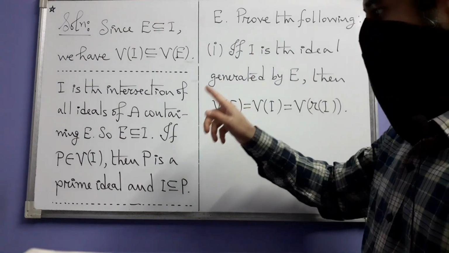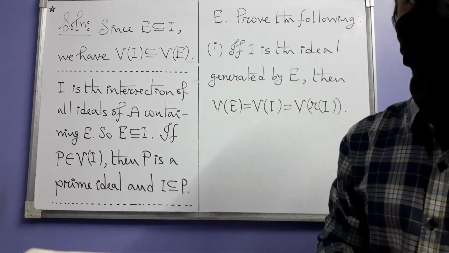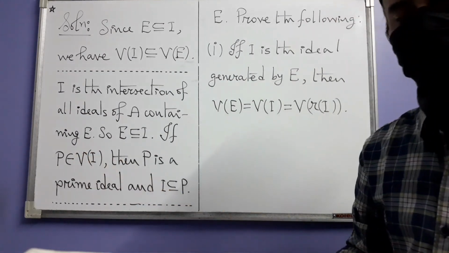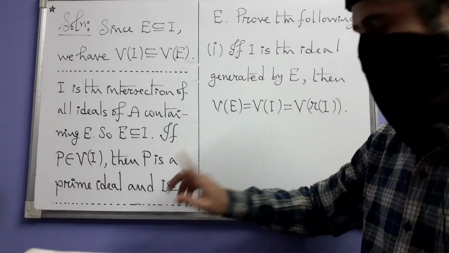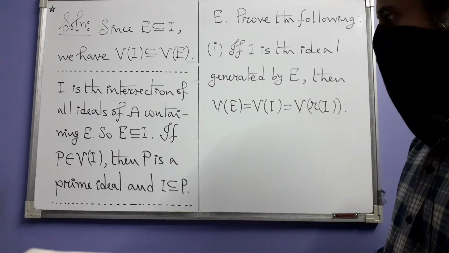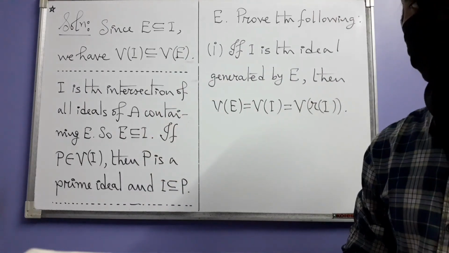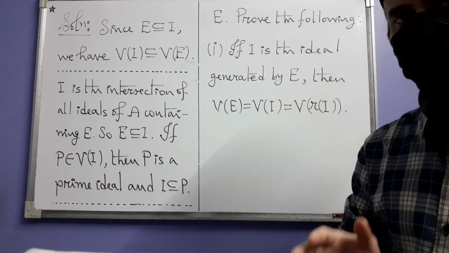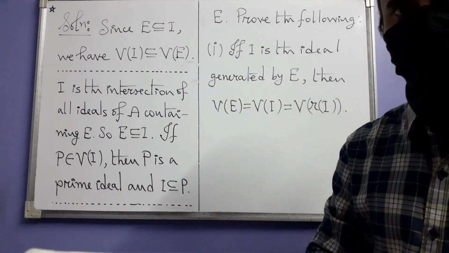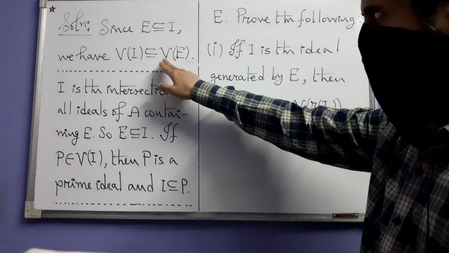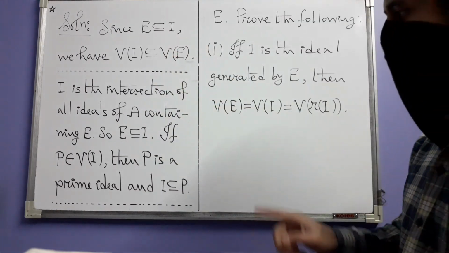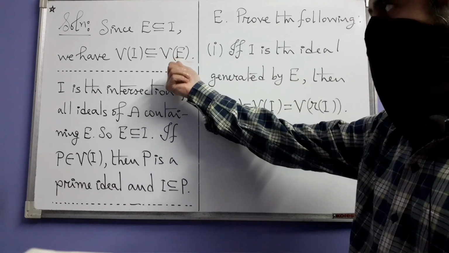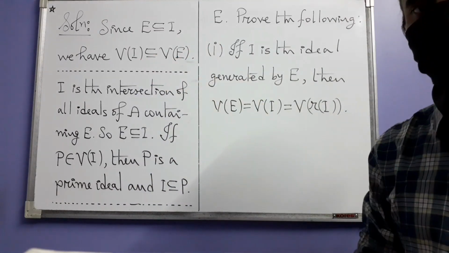And now if you take any element P in V of I, what does it mean? It means that P is a prime ideal which contains I inside of it. But because E is already inside I, P would then contain E also. So then P becomes a prime ideal which contains E inside of it. And so by definition P would then belong to V of E. So that is how any element P in V of I is also in V of E. So that's how you have this containment.